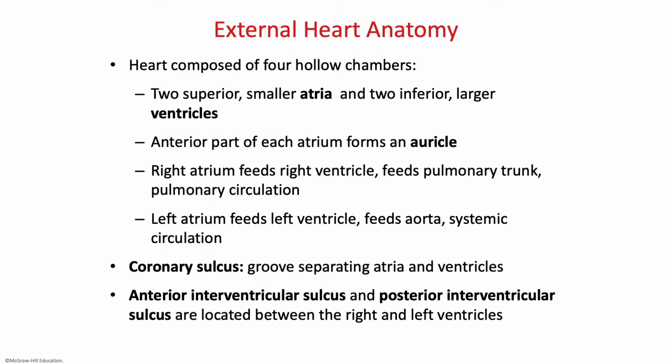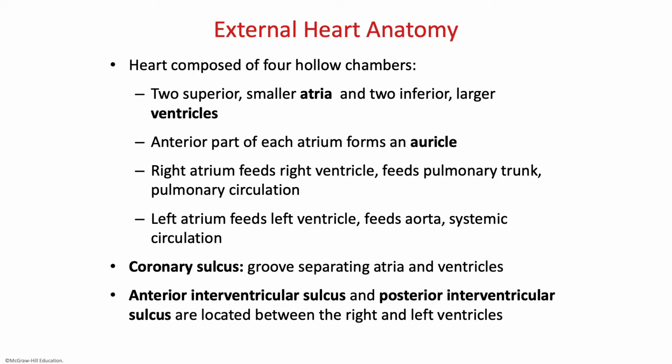So let's first look at the heart from an external point of view, and then we'll look inside the heart. Your heart is composed of 4 hollow chambers, 2 superior, smaller atria on the top, and 2 inferior, larger ventricles on the bottom. The anterior part of each atrium forms what we call an auricle. That's just a piece of tissue that resembles an auricle shape. Think of the auricle of your ear.